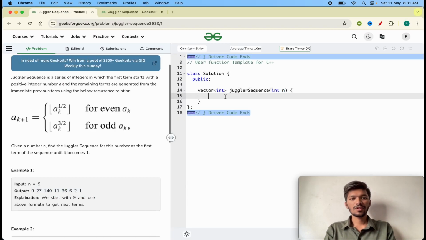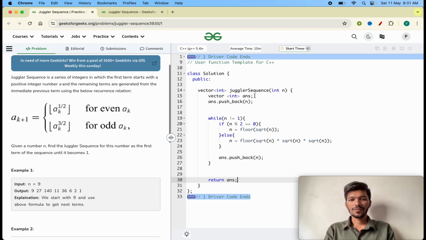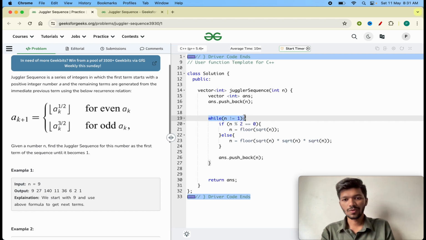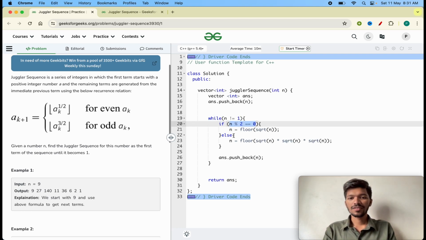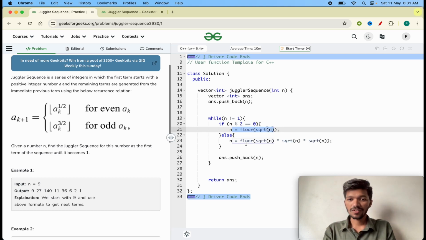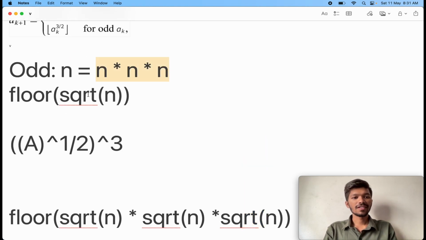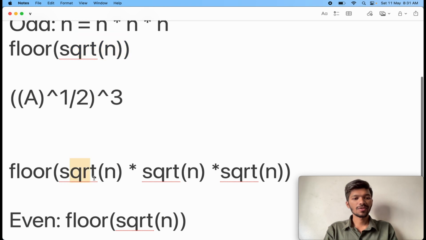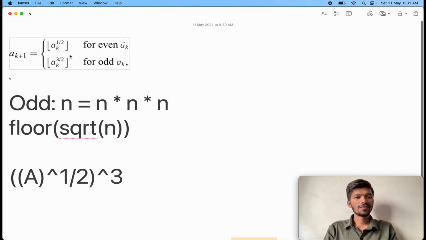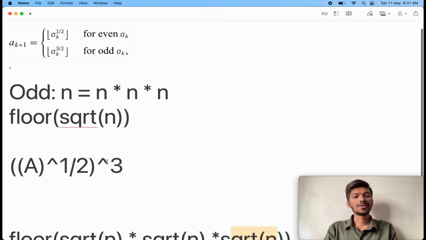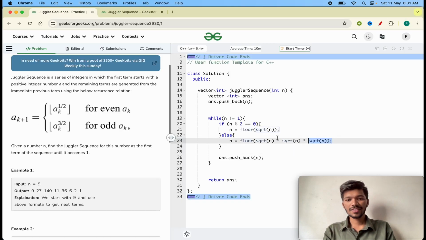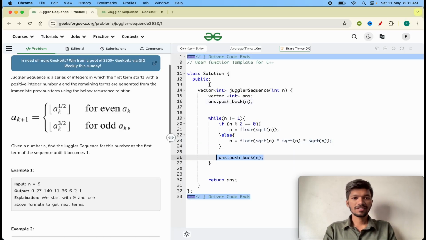So let's write this problem. I already wrote this problem, so I will simply copy paste it over here. If you see, I declare the vector and then I push the initial number, that is n. Then I keep going until my n is equal to 1. If my n is even, I simply take the square root of it. But if it is odd, as I told you, instead of writing n into n into n and then taking the square root, simply write square root of n, square root of n, and square root of n, and then take its floor value, because at the end I converted it to a raised to 1 by 2 into 3 by 2. I inserted that value in my answer, and finally I wrote the answer. Now if you try to submit this code, for sure it will get accepted.